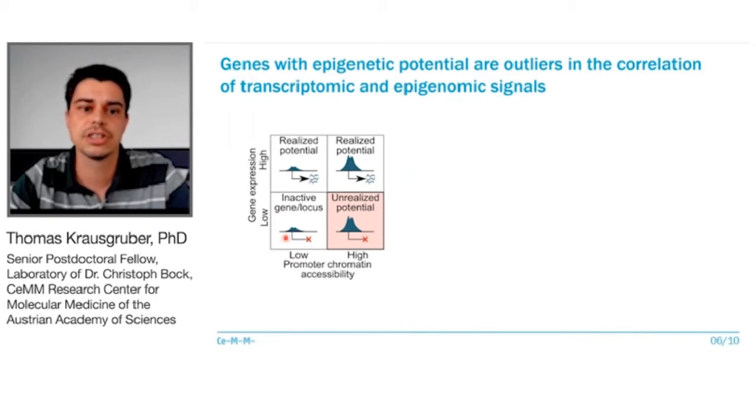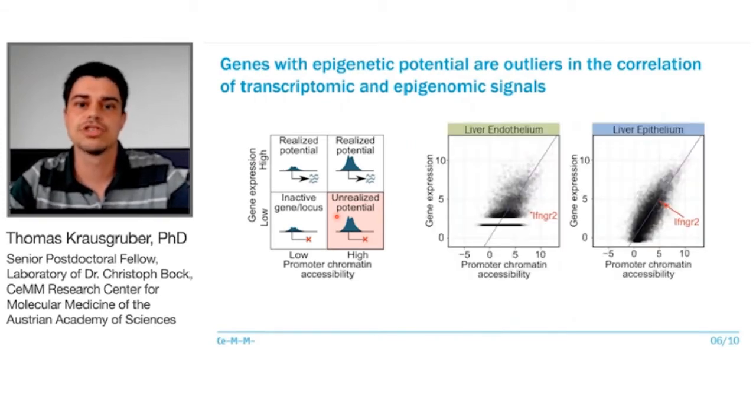What we found in structural cells is many genes, and among those many genes with immune functions, that showed a high promoter chromatin accessibility, but relatively low gene expression. And those genes we term to be of unrealized potential, because in theory they would be ready to go, but are just not transcribed yet.